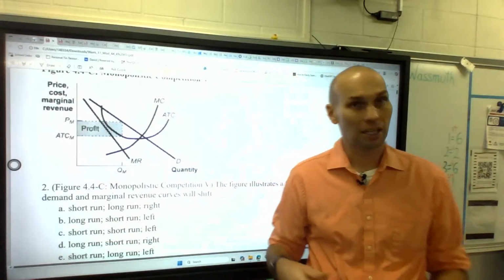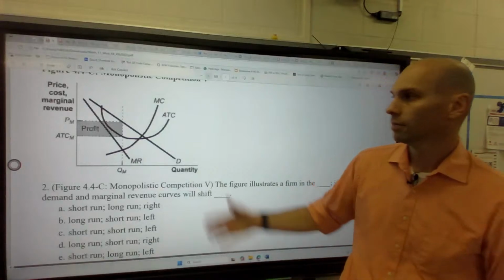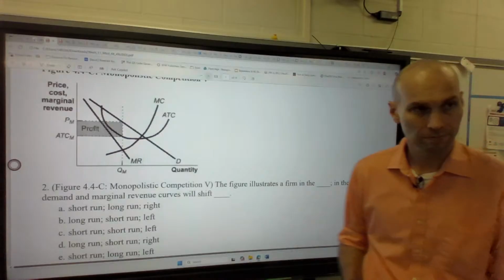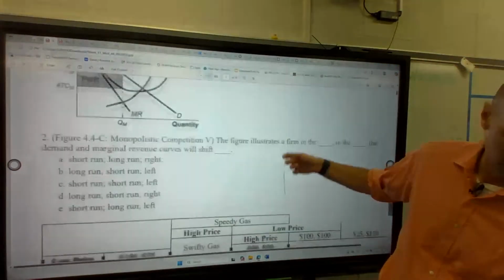So they'll enter the market, causing demand for this firm to decrease until we're at a break even. So it'll shift to the left. You guys got it? You do need to know that process. This is a great example of a really good question.